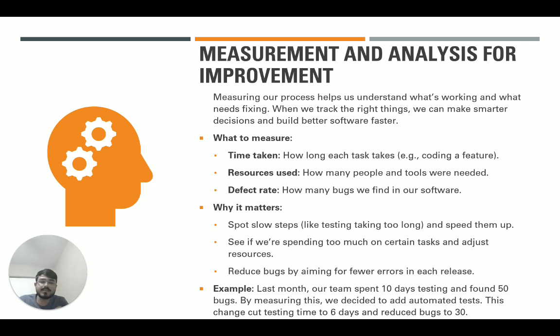So let's see the scenario. One team spent 10 days on testing and found 50 bugs. By measuring these, we decided to add automated tests. This change cut testing time to 6 days and reduced bugs to 30. So this measurement and analysis for improvement helps to make the software better and faster, and also we reduce the cost and the time. It is beneficial for the team and the company.